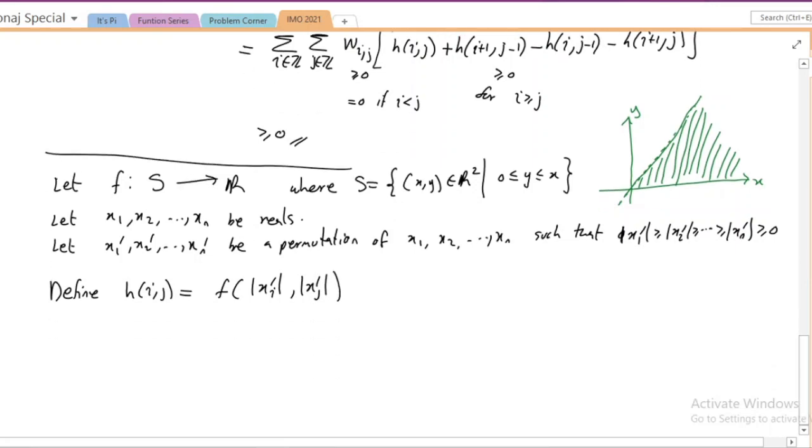Okay, so this makes sense based on the sequence we've defined for i and j between 1 to n, but also for f we need x to be bigger than y, as in s. So xi prime has to be bigger than xj prime, and since we've ordered this, it means that we have this.